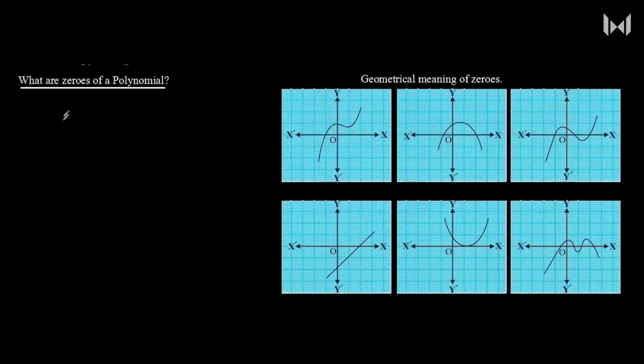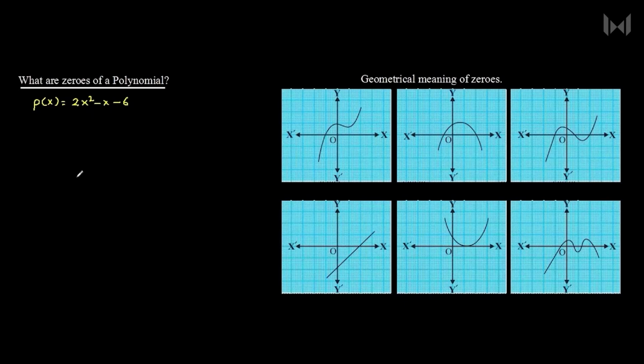Today we are going to understand what we mean by the zeros of a polynomial. Let's begin by taking a simple polynomial, p(x) = 2x² − x − 6. This is a quadratic equation.